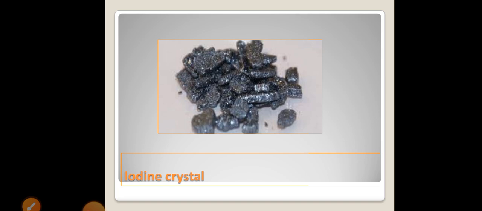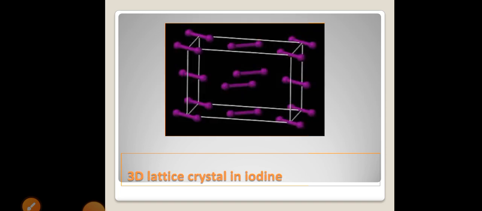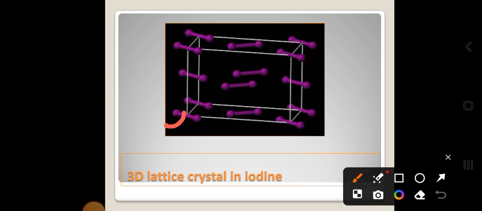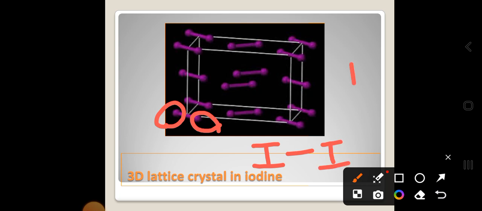The answer is, we should remember that every crystal or compound has its own three-dimensional lattice structure. On the screen you can see the three-dimensional lattice crystal of iodine. Here, the purple dots are nothing but iodine atoms. This is one iodine atom, and this is one iodine atom. Iodine is diatomic, so that is why it is written as I2, just like H2, N2 or O2.